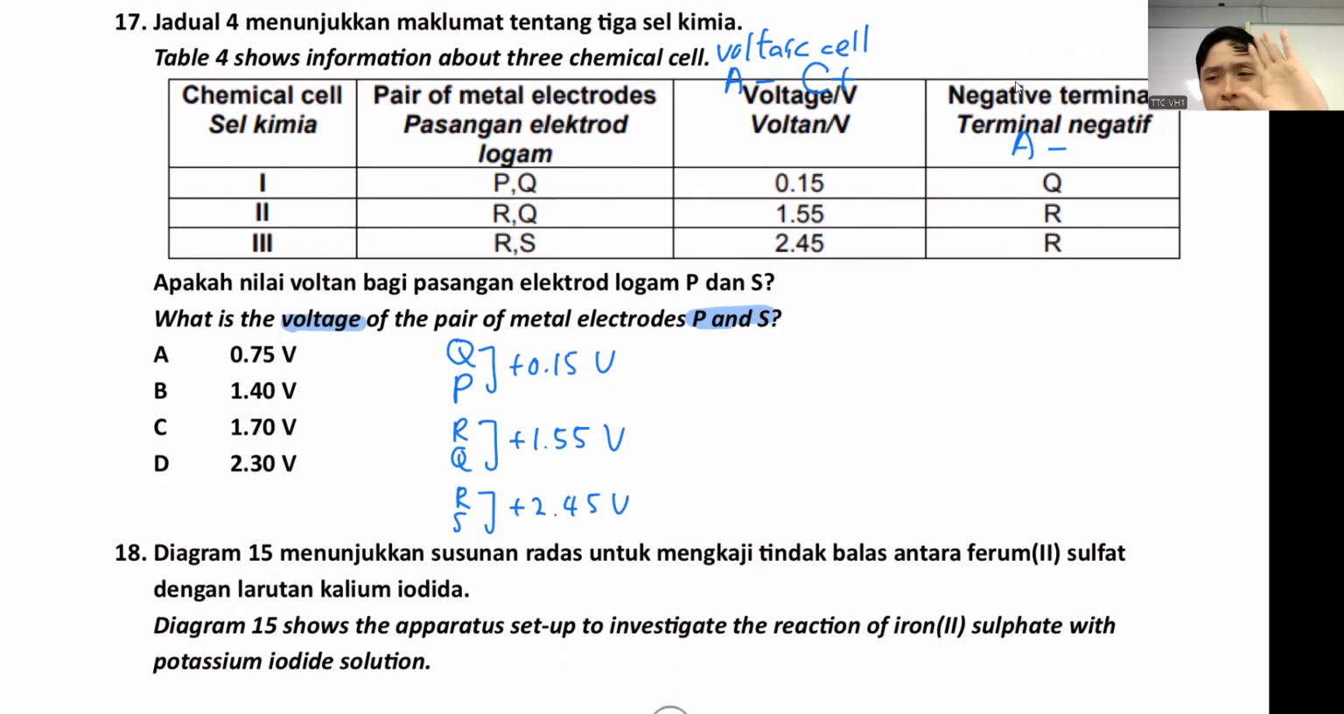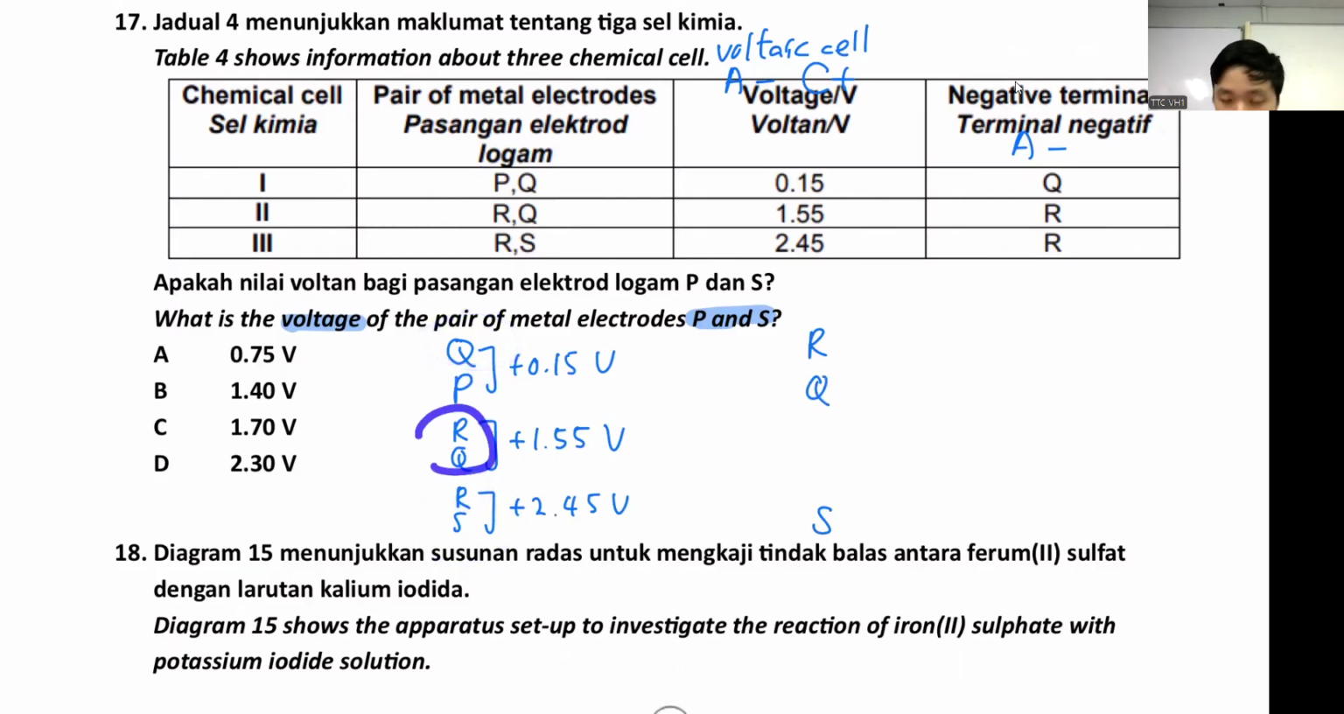So the biggest gap is between R and S, isn't it? Around 2.45 volt. It means they should be the first and the last, so R is on top. R here is the most electropositive metal, and S is the last one. Between Q and P, which one is first? Q first, then P.